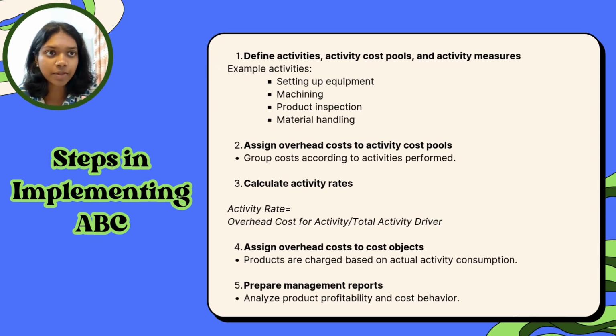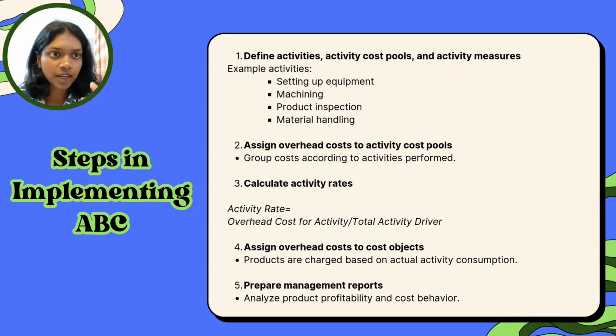The second step is to assign overhead costs to activity cost pools. This is so that we can group costs according to the activities performed. The third step is to calculate activity rates. The formula that we need to use is overhead cost for activity over total activity driver.